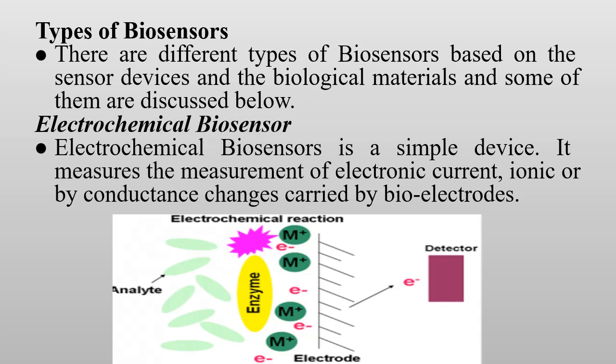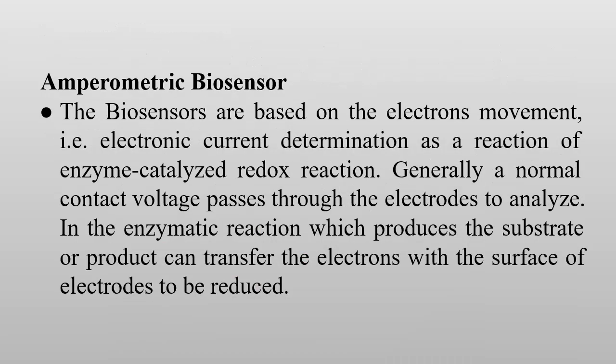Types of biosensors. There are different types of biosensors based on the sensor devices and the biological material, and some of them are discussed below. The first one is the electrochemical biosensor. It is a simple device. It measures electronic current, ionic current, or conductance changes carried by the bioelectrodes.